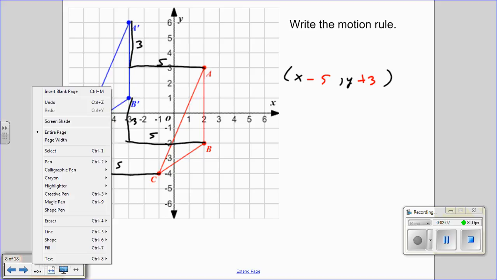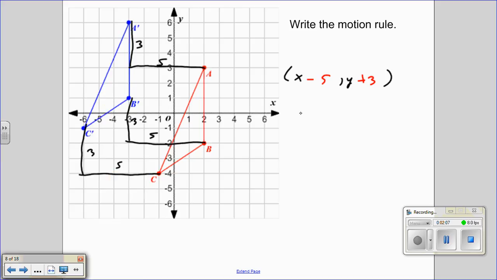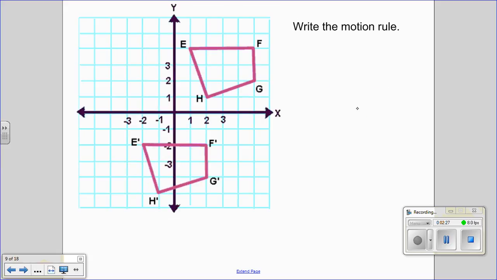You could also write it in vector notation, where vector notation has a strange bracket, and they just put the numeric value. So it would be -5, 3. You need to familiarize yourself with both ways of writing a motion rule for a translation. Underneath the Statue of Liberty example, write down this example, the motion rule. You probably need to redraw the picture and snap a photo.